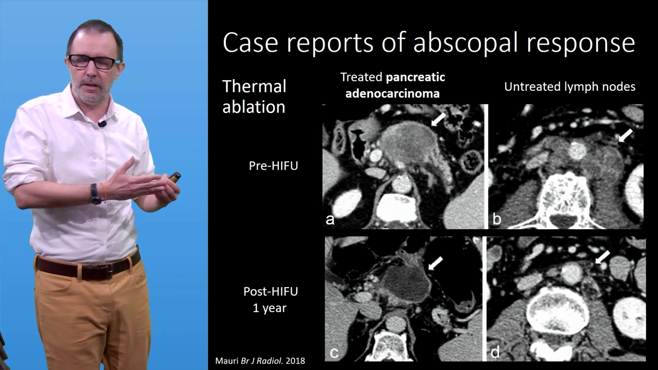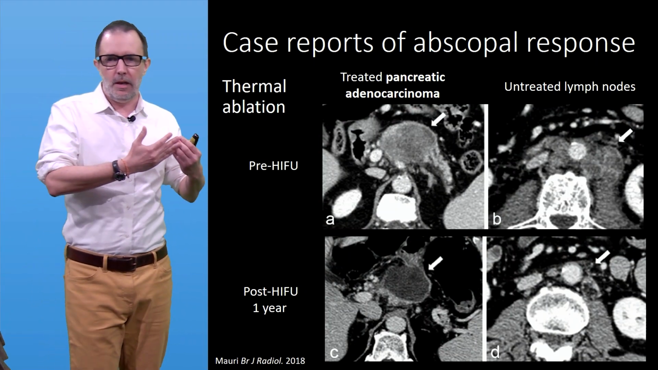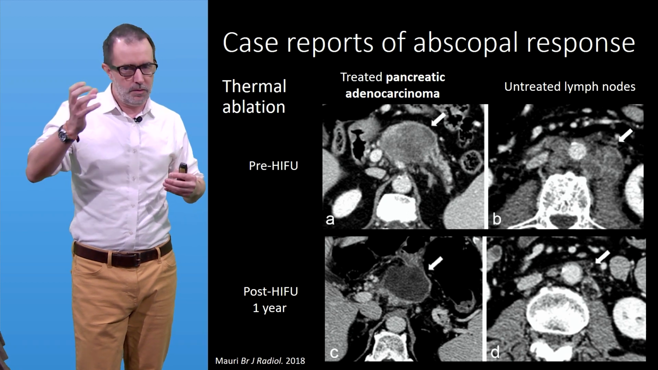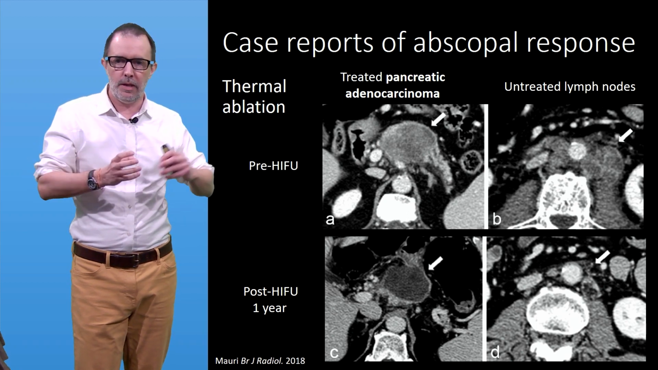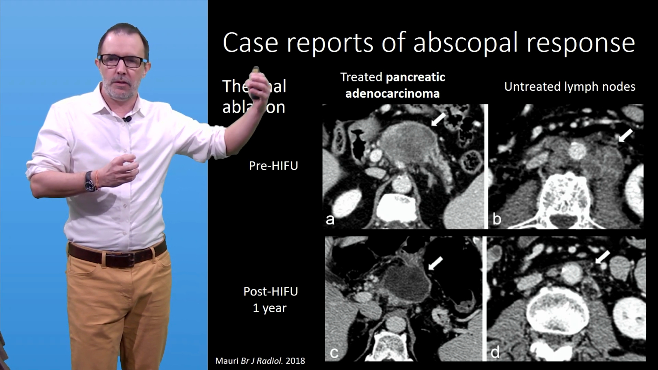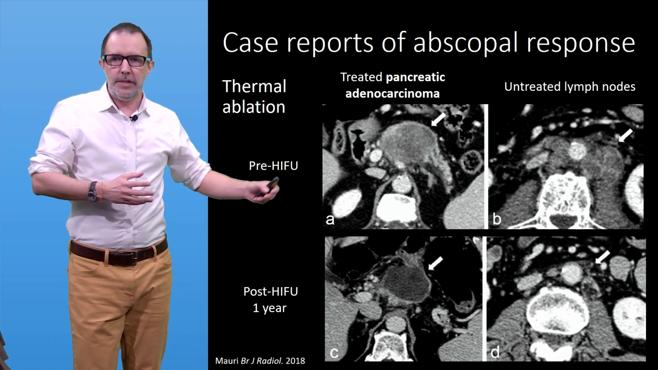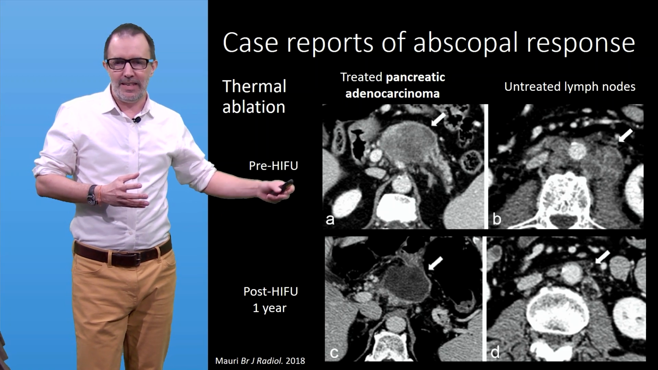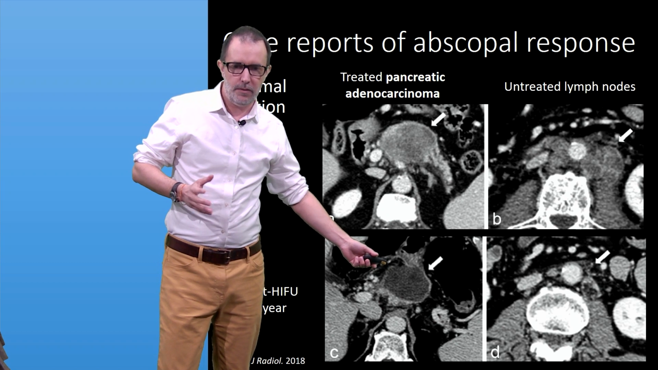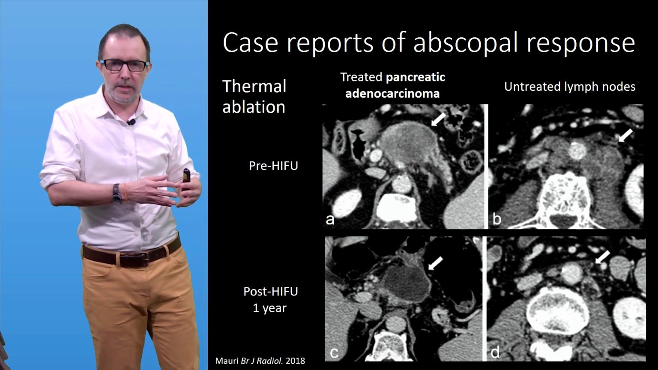What is very interesting and very exciting is we have some case reports of abscopal response, meaning you treat at one area and you have a response that is systemic and that is observed at an untreated area. This is a case of pancreatic cancer. This is a tumor pre-HIFU. This is post-HIFU. The treatment was effective.